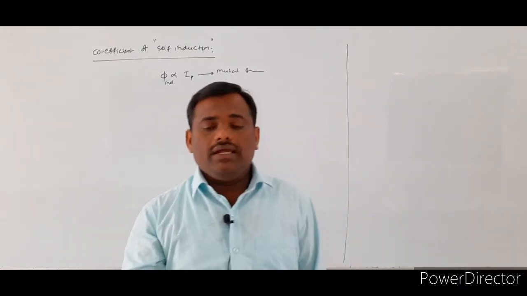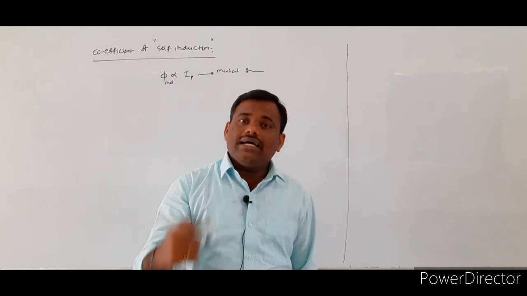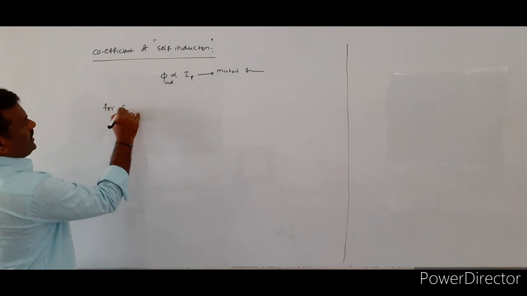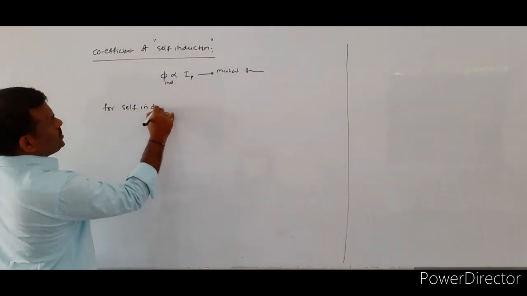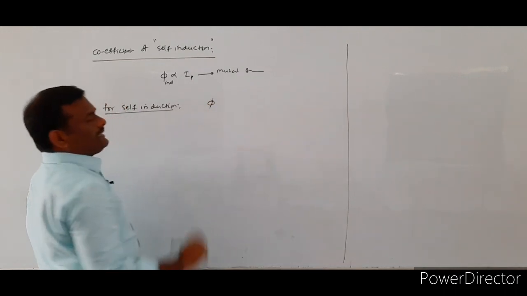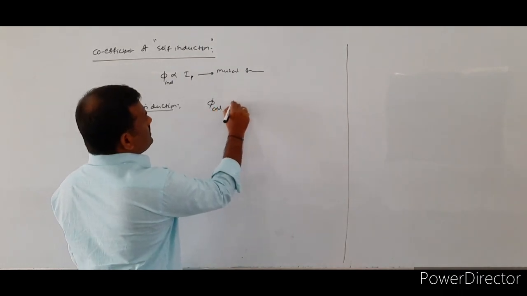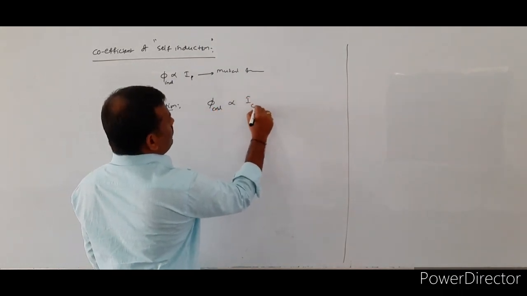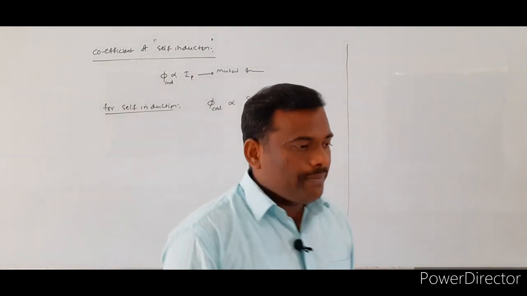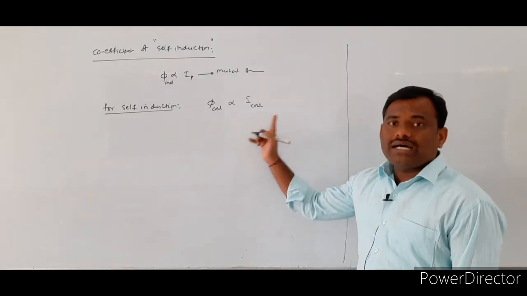In that coil only the main current will be flowing, and the induced flux is also linked with the same coil. So in the case of self-induction, what will we write? For self-induction, the amount of flux which is linked with the given coil is directly proportional to the amount of electric current passing through the same coil.